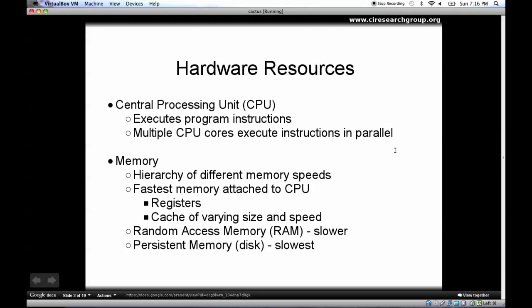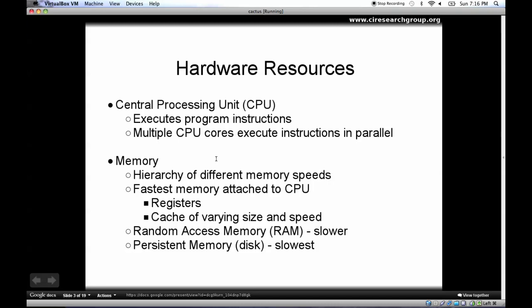The underlying hardware consists of several important pieces. I'll talk more in detail about these in a moment, but the two primary pieces that come to mind are the central processing unit, which actually executes the program instructions, and the memory hierarchy, which provides a place to store instructions and data for use in computation.